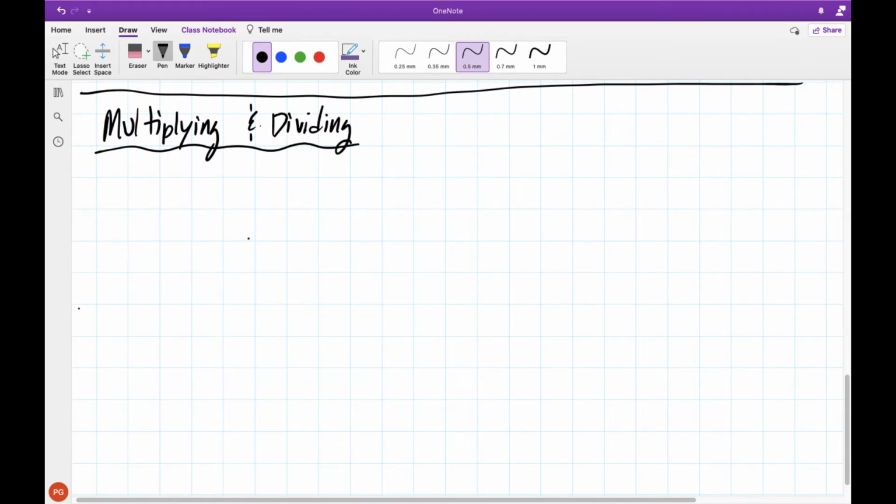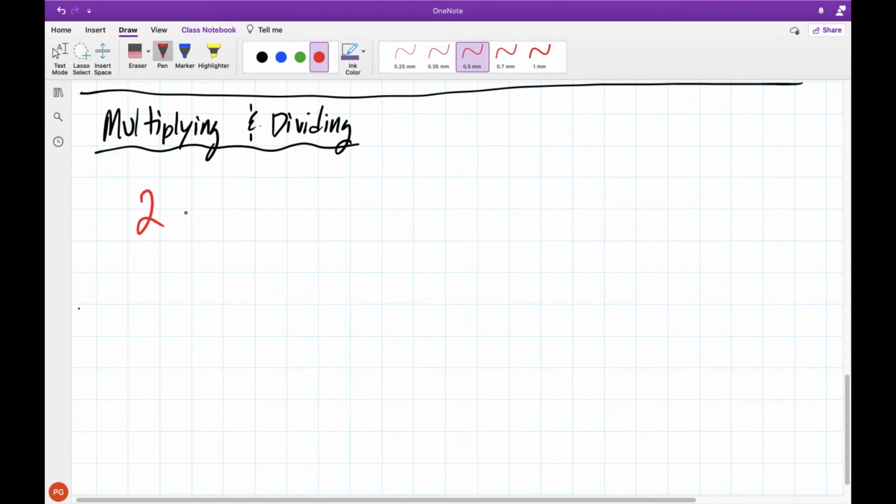This is a follow-up to our previous video on adding and subtracting integers. Now we're going to talk about multiplying and dividing integers. If you forgot, integers are all of our whole numbers that can be positive or negative. We're going to start with multiplying.